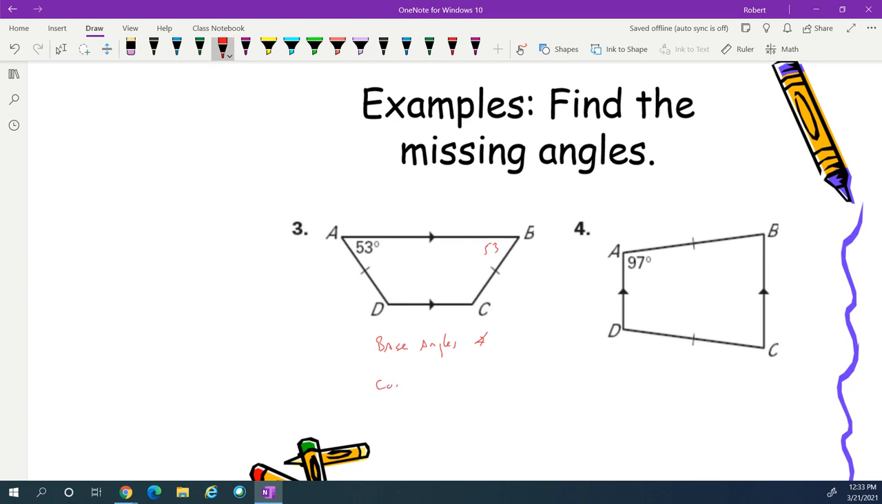And then we have consecutive interior angles supplementary. So angle A plus angle D have to equal 180. So that's 53 plus x equals 180, and we get 127. Well, again, base angles are congruent, so 127. The legs serve as our transversals connecting the parallel lines. In number 4, it's the exact same picture, but rotated. So we're going to approach it the same way. Since AD is the base, angles are congruent.